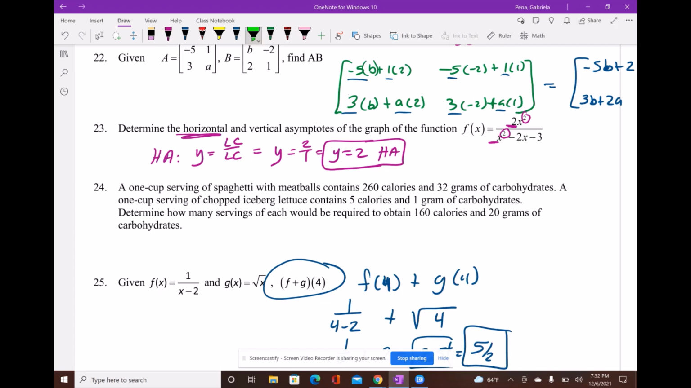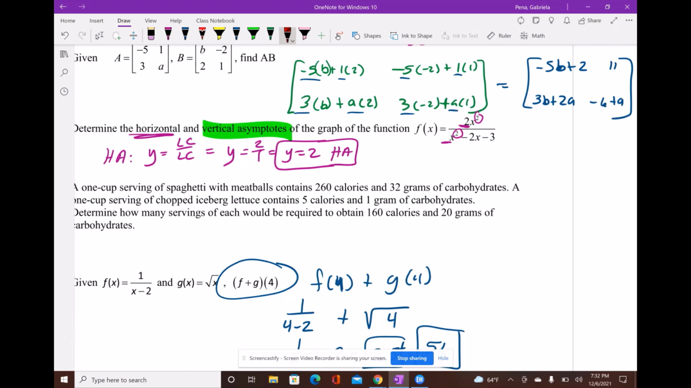But then this is also asking for you to find the vertical asymptote. To do that, what do you have to do? Do you remember?